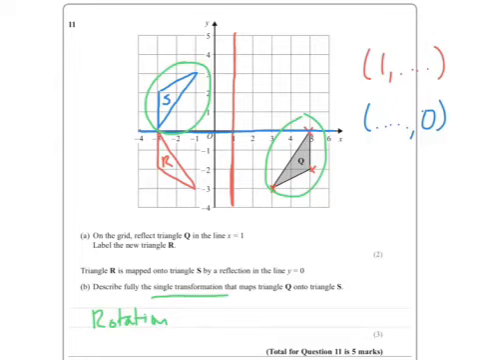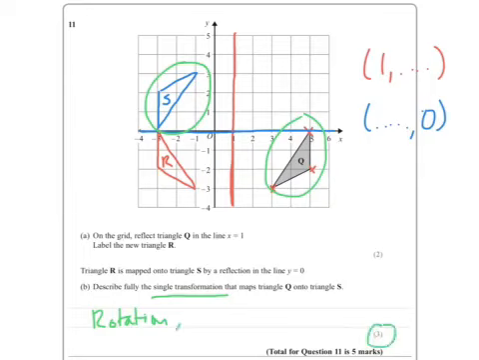Okay, it can't be a translation. That's literally just moving it. It should look exactly the same as it started, but just in a different place with translation. And it's certainly not got bigger or smaller, so it's not enlargement. So it has to be a rotation. Now when we do a rotation, you need to give 3 bits of information, hence 3 marks.